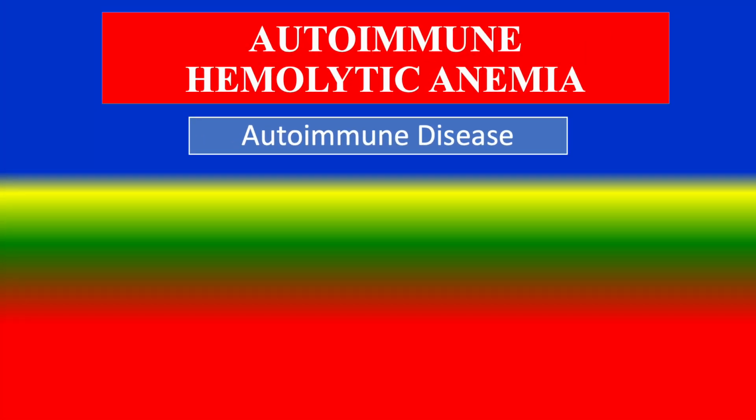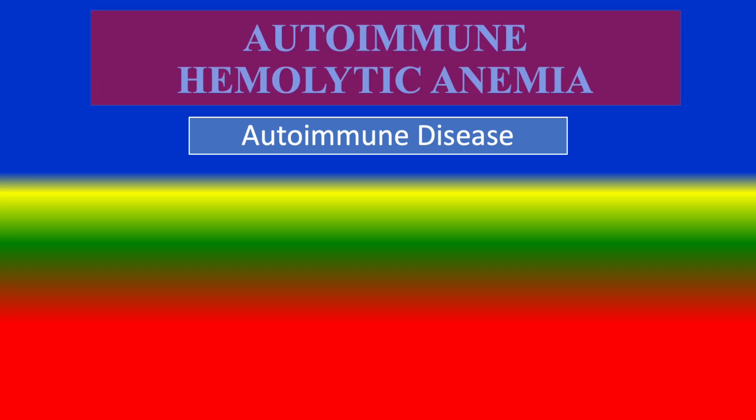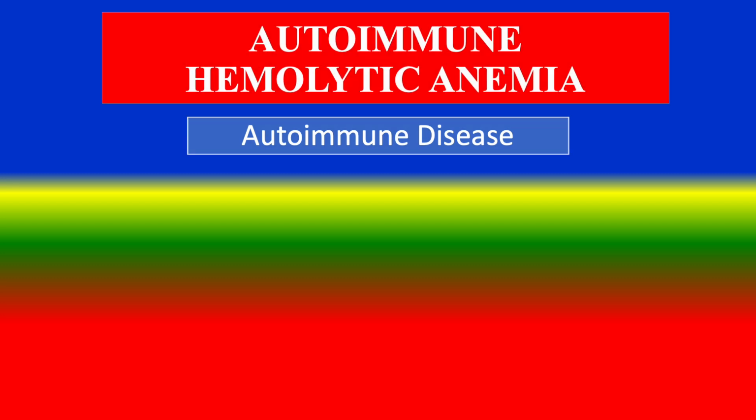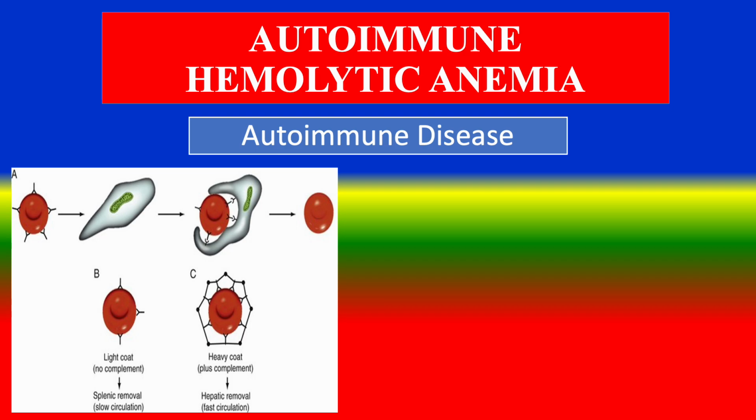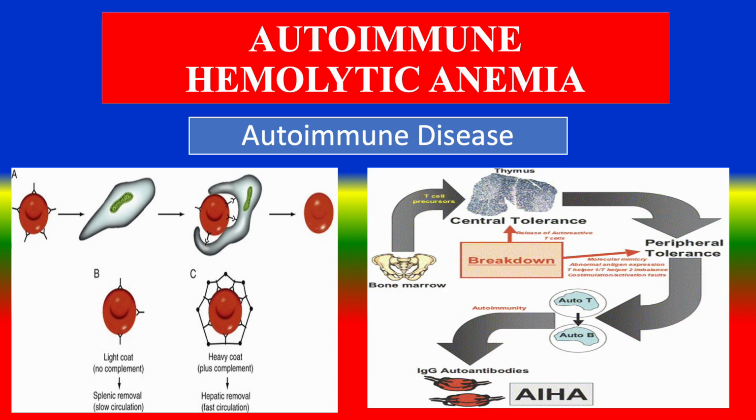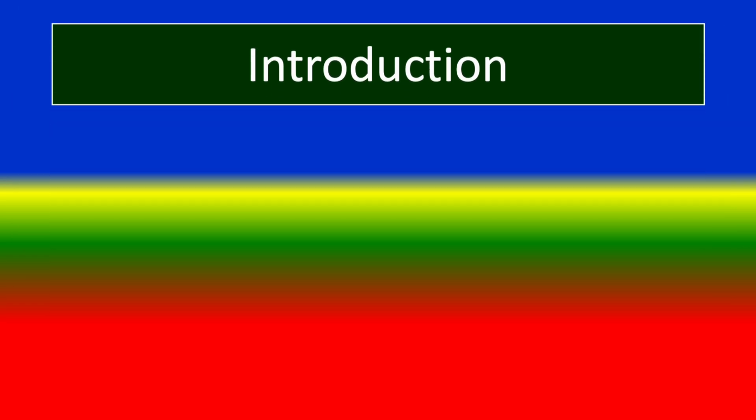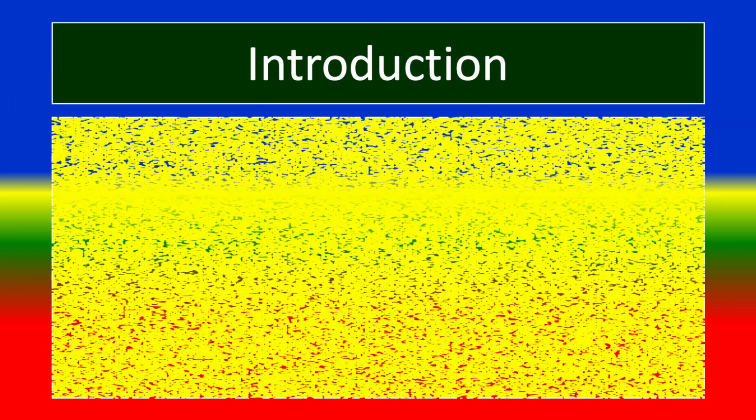Autoimmune hemolytic anemia is an autoimmune disease. Look at this picture, it shows the disease mechanism and pathophysiology in detail. Introduction.